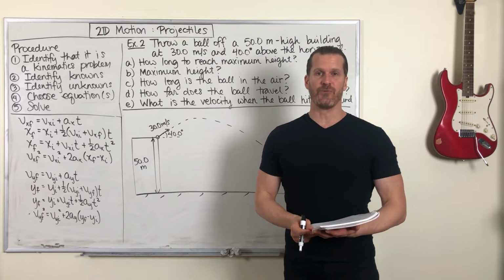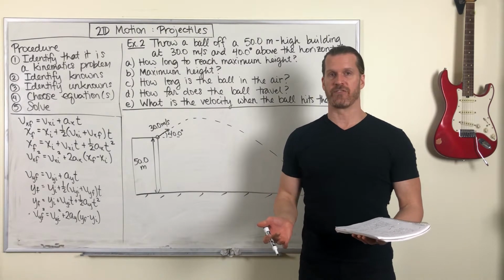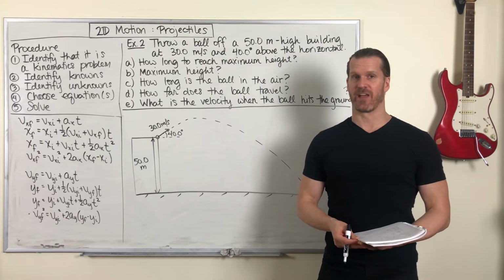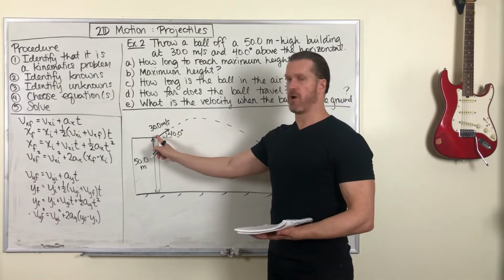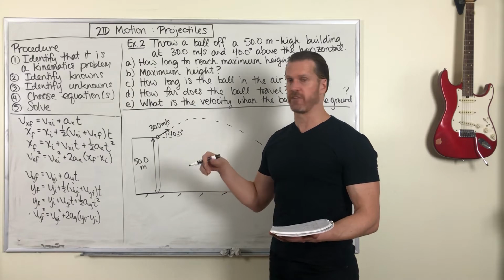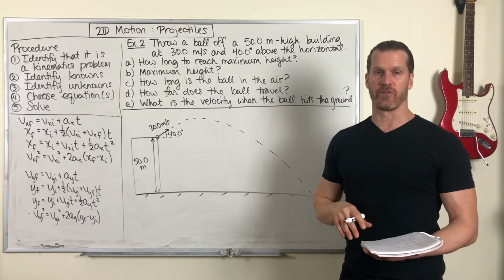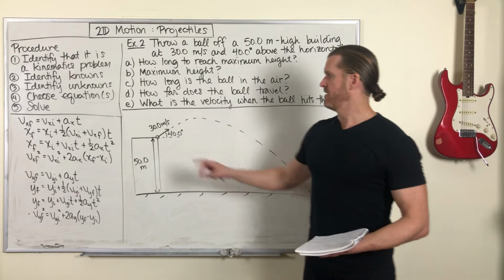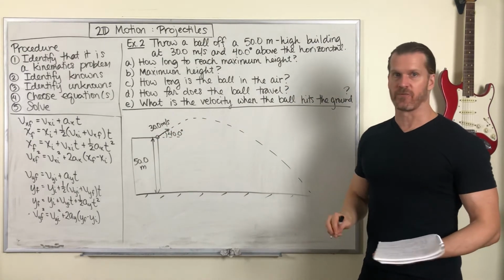I want to do another 2D kinematics example with you that is similar to the example we just did, but a slight variation, which makes it a little more complex. So in this example, you throw a ball with the same initial velocity as in the previous example, 30 meters per second at an angle of 40 degrees above the horizontal. But this time you throw it from an initial height of 50 meters. And the ball follows this trajectory. It eventually hits the ground.